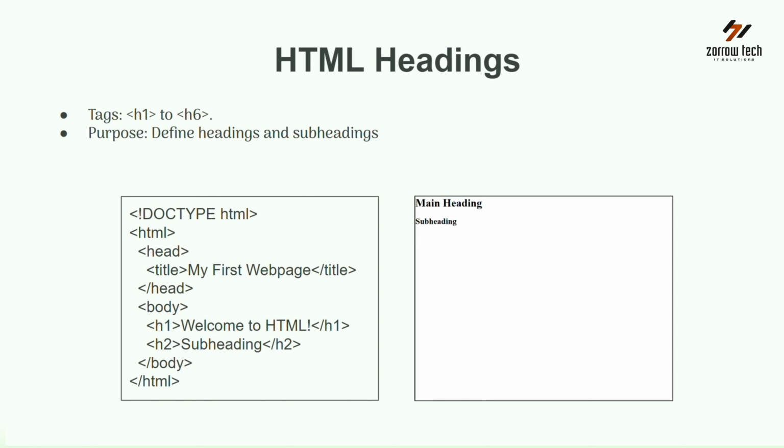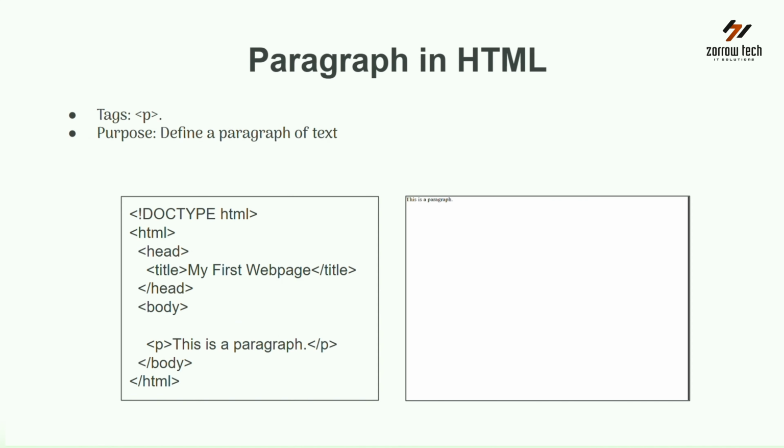HTML headings. Headings are defined using tags from H1 to H6. H1 is the most important heading, and H6 is the least important. Headings help structure your content and make it easier to read. Example, you can use H1 for the main heading like Welcome to HTML, and H2 for subheadings.